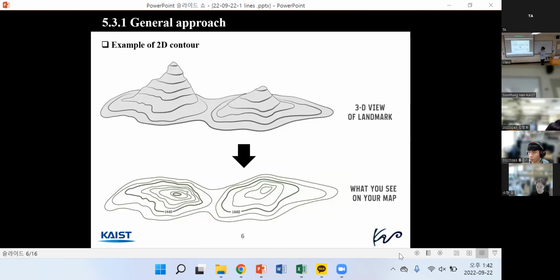Maybe this slide is the key slide of my lecture. It explains the basic principles of getting 2D contours from a 3D object. For easy understanding, I take a mountain as an example. For the 3D shape of the mountain, we can imagine virtual sections at different elevations, and at each elevation we can get contours.